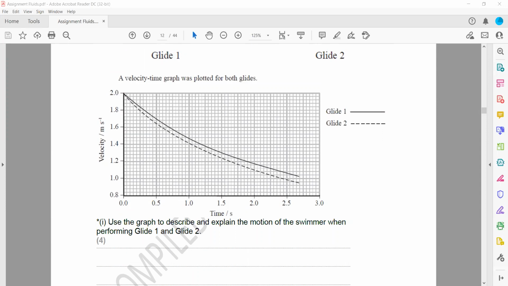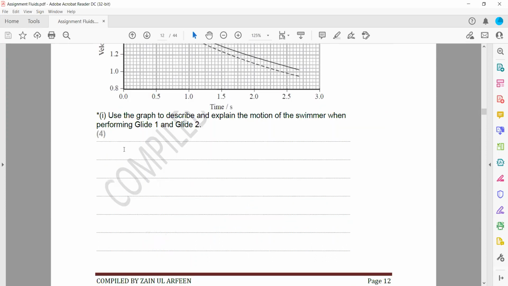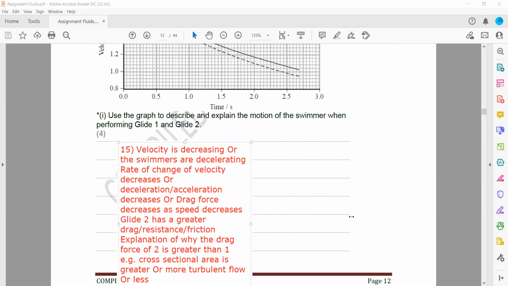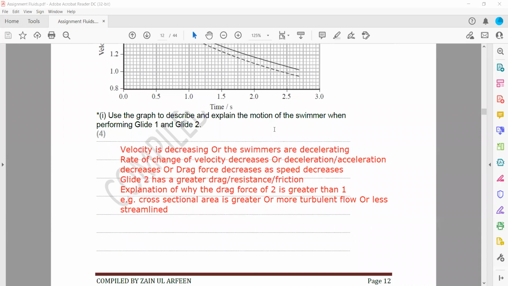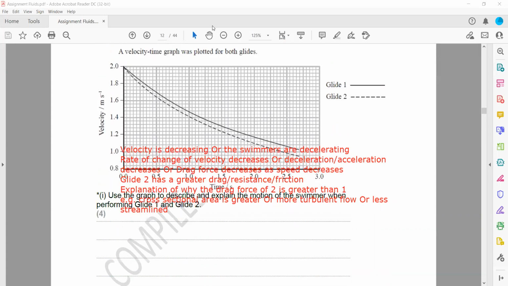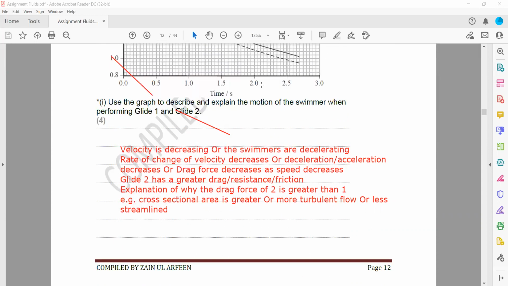So first thing, for both of the swimmers, the velocity is decreasing. So velocity is decreasing for both swimmers, or they are decelerating, and the rate of change of velocity, or deceleration, is also decreasing. You can see the gradient initially is steeper, which means a greater angle, but the gradient is also decreasing.